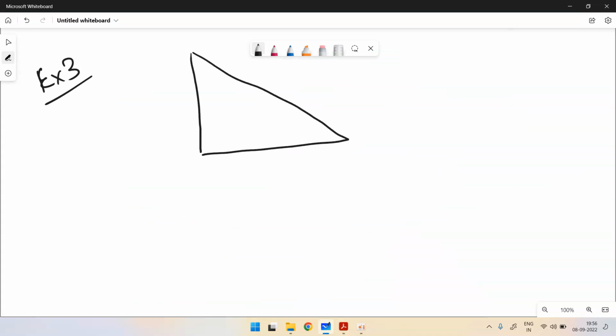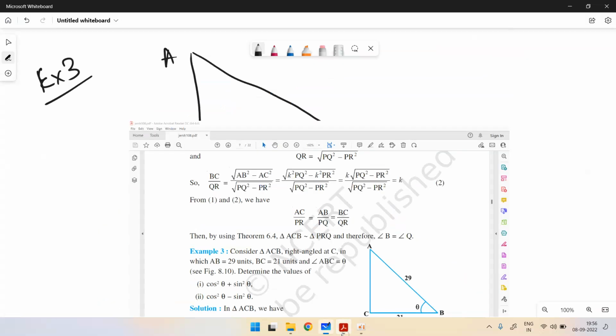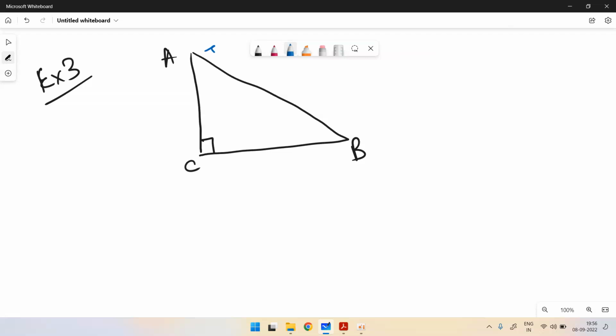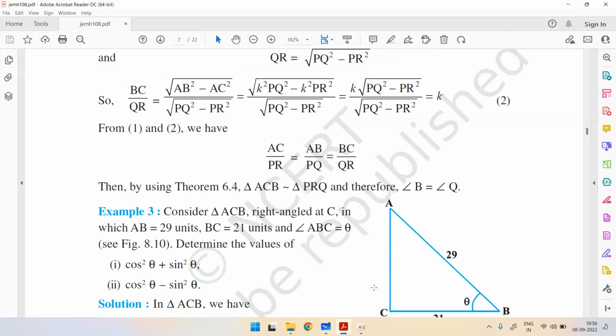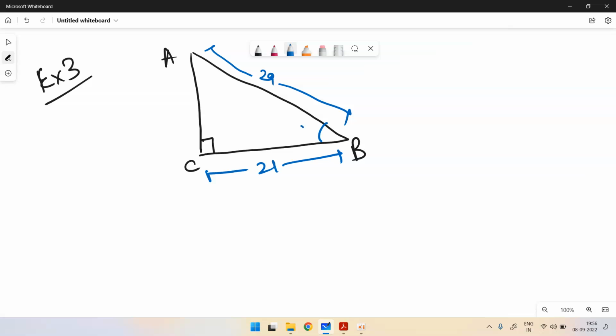Example 3. It is given that this is ACB, with 90 degrees at C. This is 29 and this is 21, and angle B is theta.